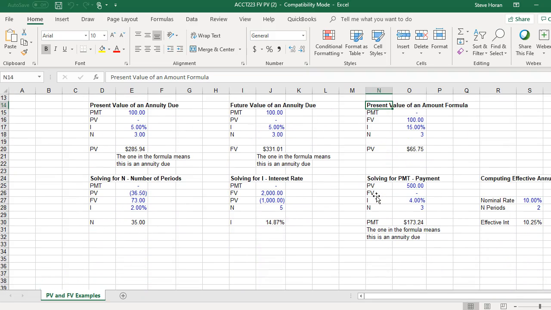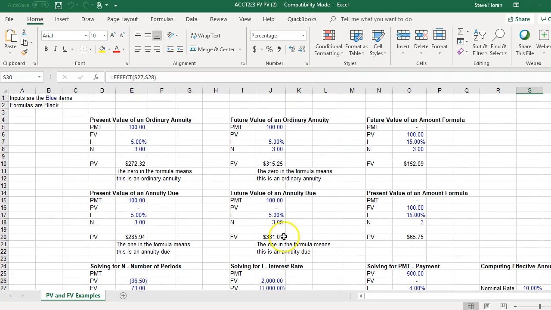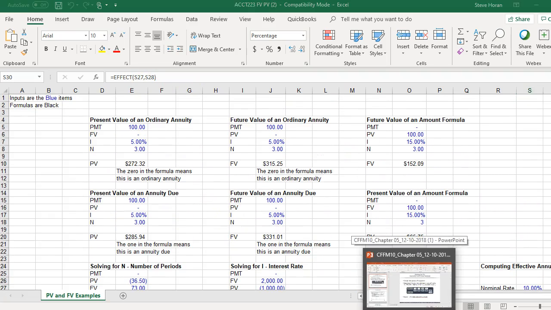Then down here, it's the other parts that you can solve for. You can solve for N, which is using the NPER formula, solving for I, which is the rate formula, solving for payment, which is the PMT formula, and solving for the effective annual rate, which is the effect formula. And so I'm just going to work a couple problems with you just to show you how this works.